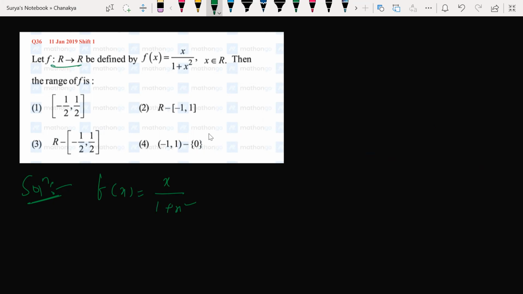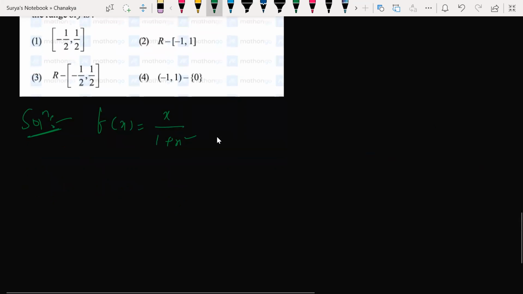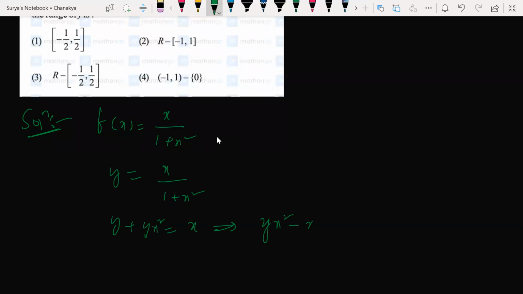Okay, the function is a mapping from R to R, defined by this one, where x belongs to the real numbers. The range of this thing is what I asked. What is the range? Very easy question. Let us take this as y: y is equal to x plus 1 by x square. So y plus yx square, simplify by cross multiplication. So yx square minus x plus y is equal to 0.